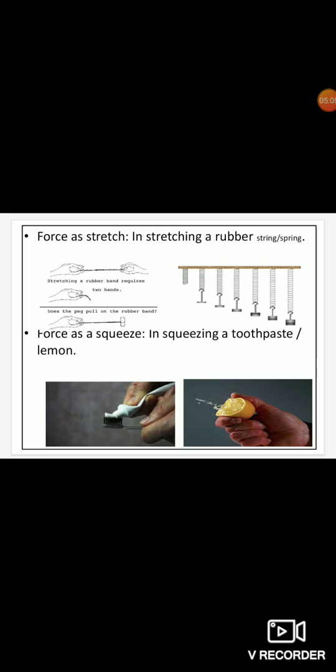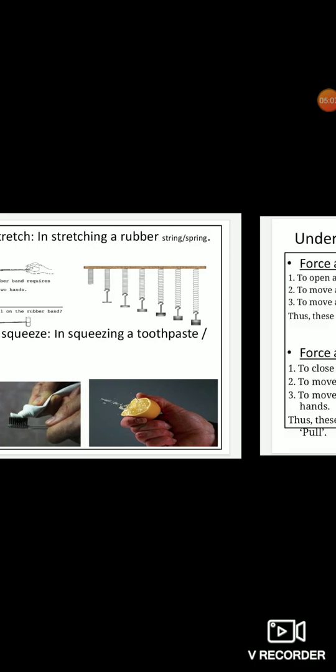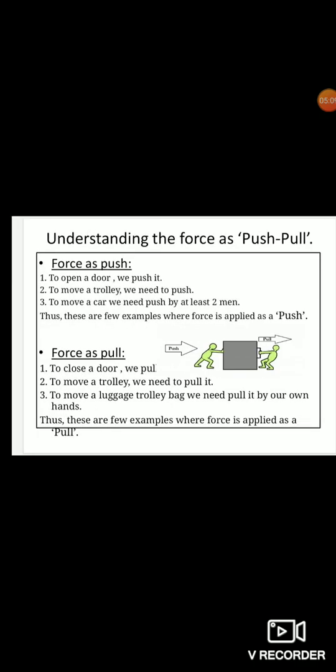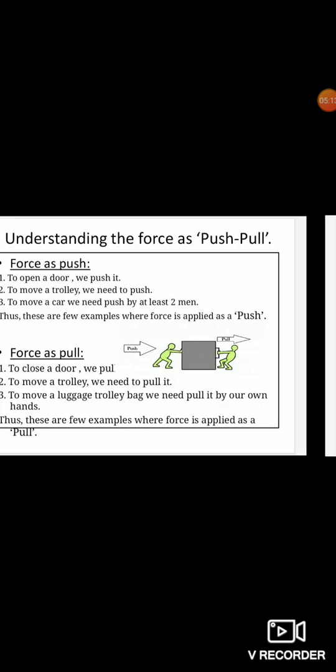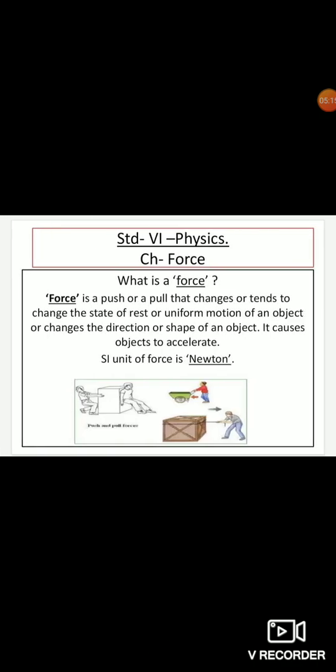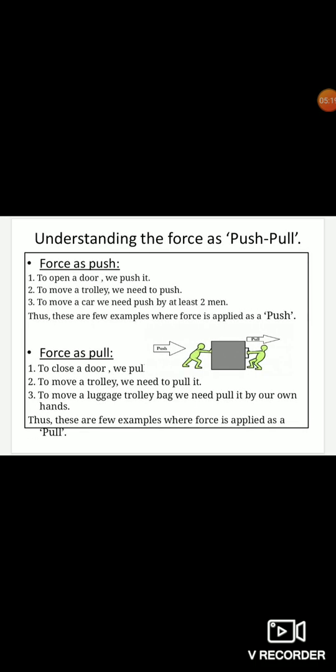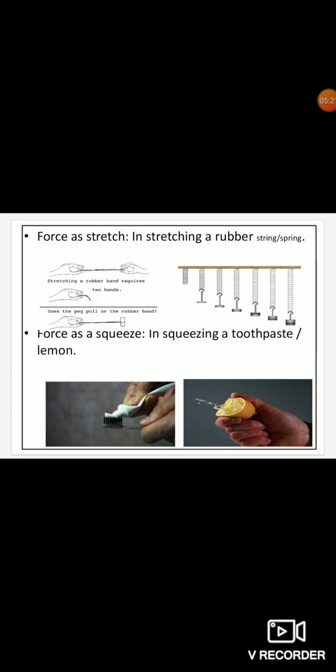I hope you have a clear idea regarding these things: force as a pull, force as a push, force as a stretch, and force as a squeeze. So in this video I have discussed what force is all about, what its SI unit is, and what force as push, pull, stretch, and squeeze is. I hope you will learn these things. Thank you, children.